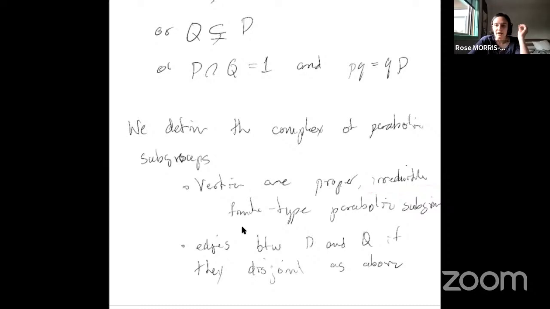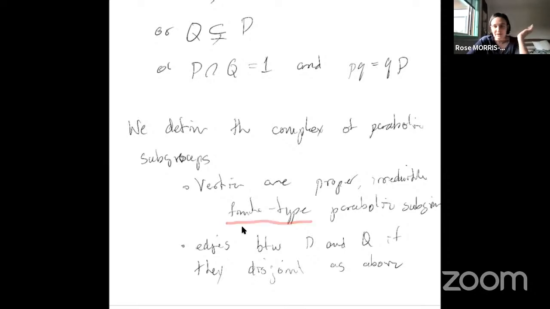Irreducible means that they cannot be decomposed as direct products. If I let there be reducible, then I would be constructing something that looks more like the multi-curve graph, right? I would be allowing for direct products of things.